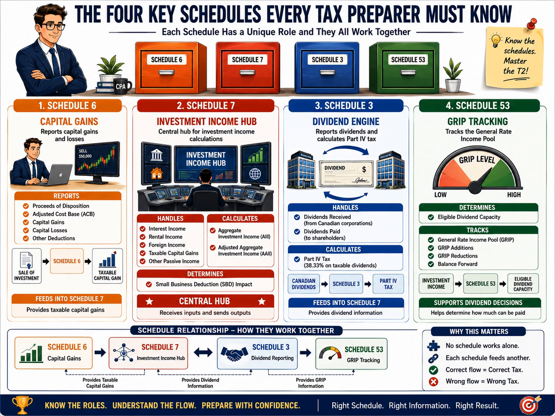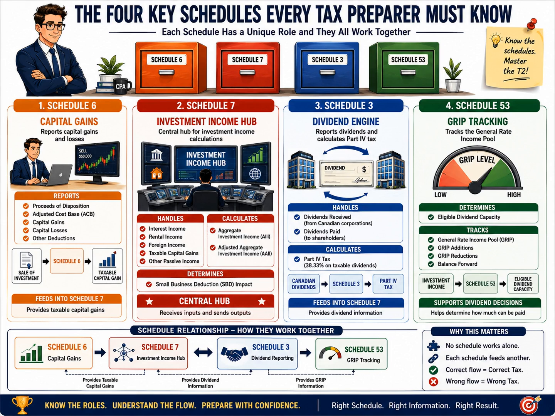GRIP is important because it helps determine how much eligible dividend a corporation can pay to its shareholders. You can think of Schedule 53 as a dividend capacity tracker. It measures and monitors the corporation's ability to distribute eligible dividends under the corporate tax system.